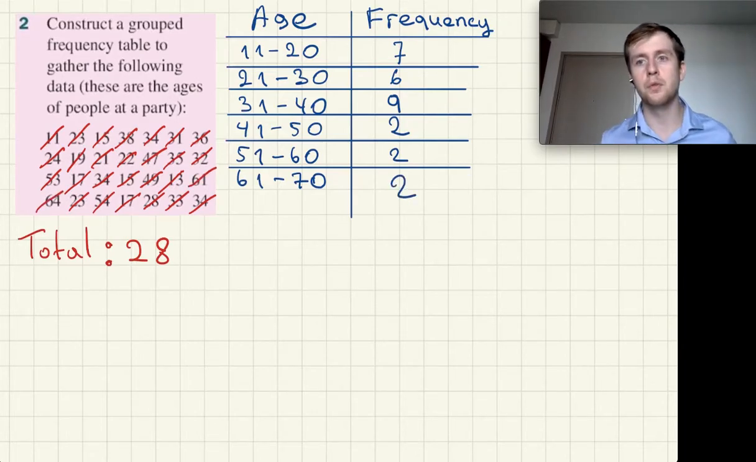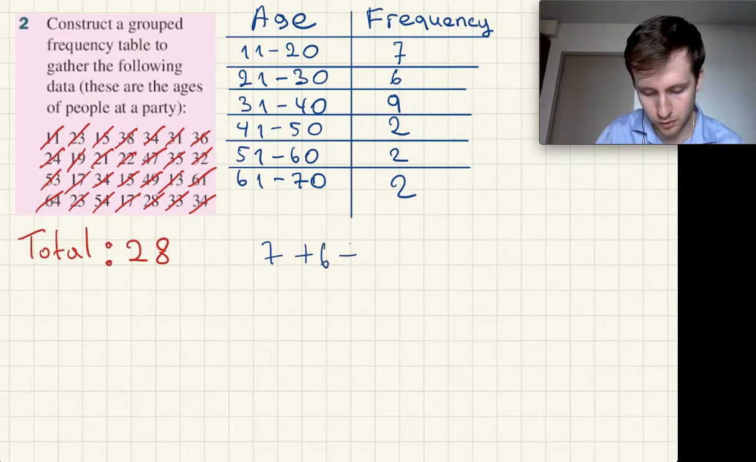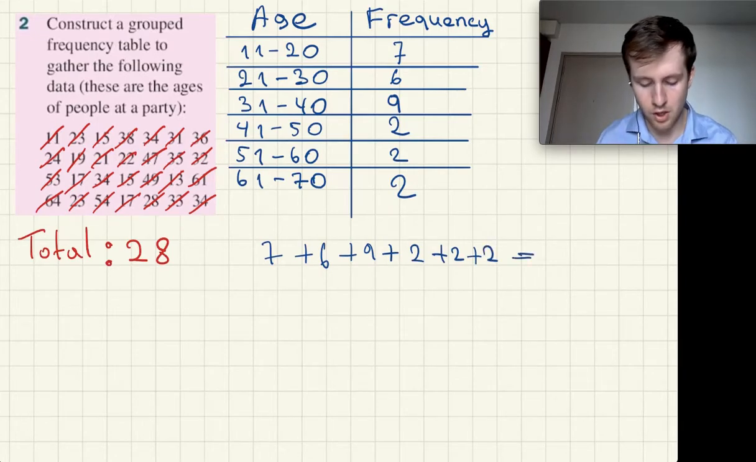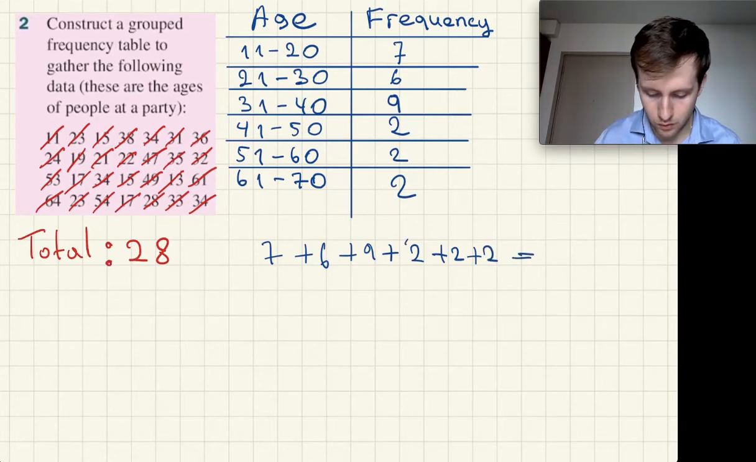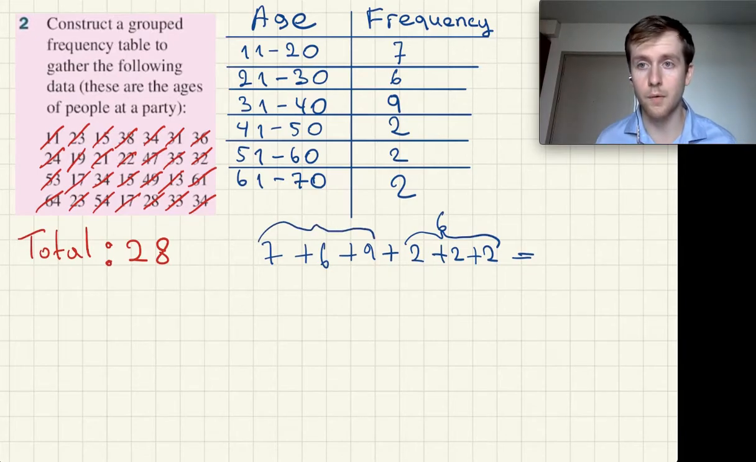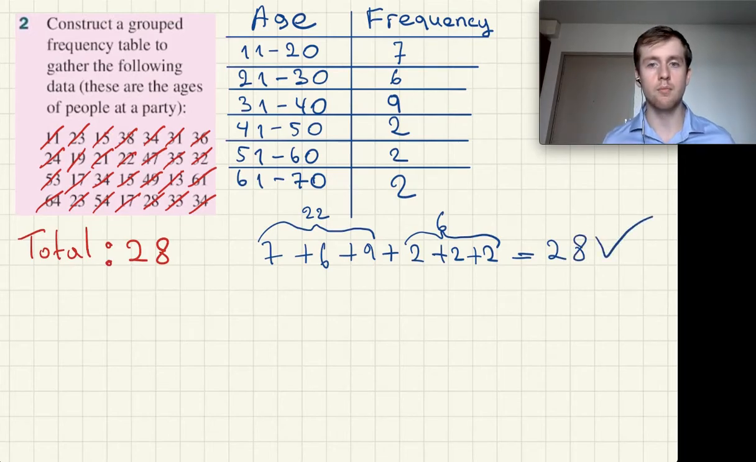So you see we crossed all the numbers. This way we can be sure that everything is right about this grouped frequency table. If you still want to check, you can check it like this. You do 7 plus 6 plus 9 plus 2 plus 2 plus 2. This should be equal to 28. So let's check this out. 7 plus 6 plus 9. So 6 plus 9 is 15. Then plus 7, 22. Right, so the answer is 28. We can be sure that this is correct.